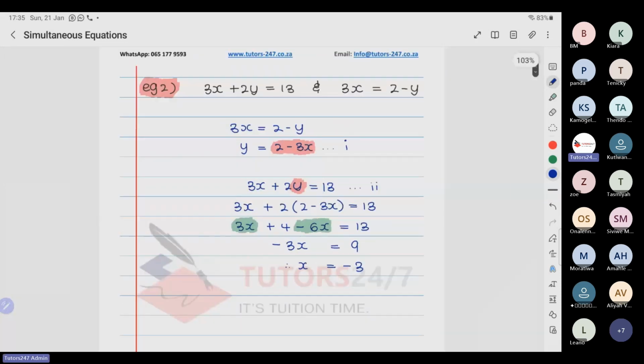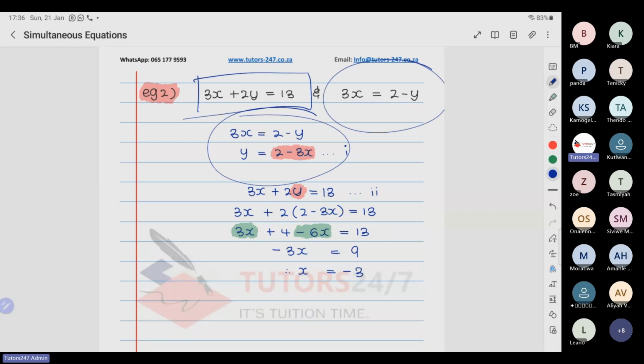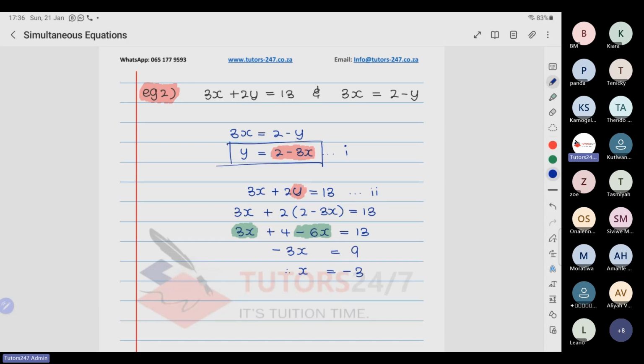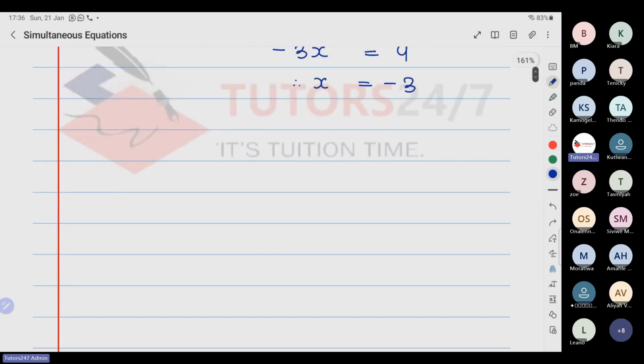So we found x. Now that we've found x, we need to go and find y. Keep in mind that we found x to be -3. Now that we have x as -3, we are going to choose one of the equations. We can take this equation, or this one, or this one, doesn't really matter. We just need to take one of the equations, substitute x, and solve for y. So I'm going to go with this equation here. We called it equation 1, right? So y equals 2 minus 3x.